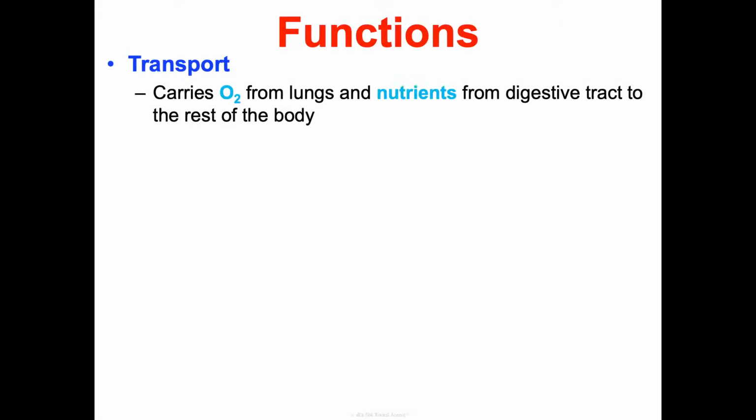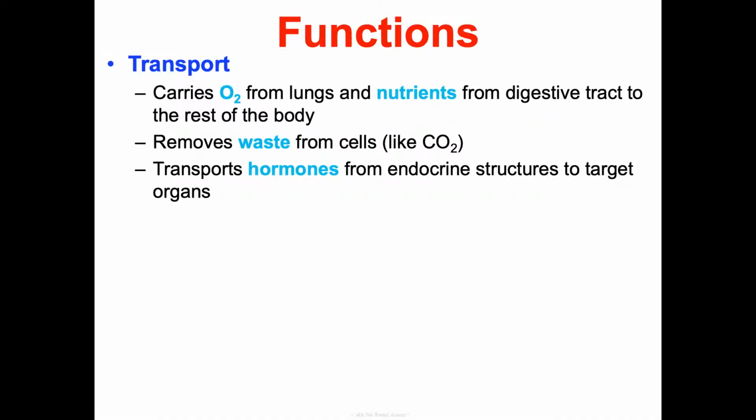We said the main function is transport, but it does a variety of things within that, and then some other things too. So one of the main things that your blood transports is oxygen from your lungs and the nutrients from your digestive tract, then to the rest of your body. Also, your blood removes waste from your cells like CO2 and transports hormones from the endocrine structures to your target organs, which is something we talked about in Unit 3, Control and Coordination.